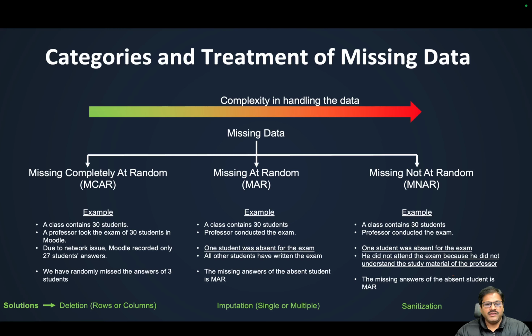So these are the things: MCAR, MAR, and MNAR. These are the three categories of missing data. Now let us focus only on imputation, that is, if your data contains MAR.